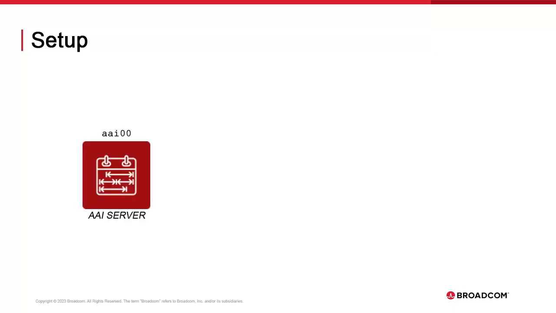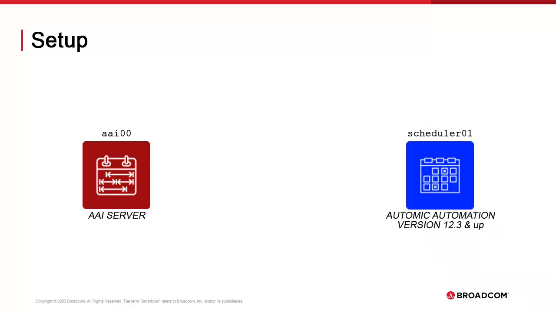For our demo, we have three systems. The AAI server host is a Unix system and its host name is AAI00. The Automic Automation system is also Unix. It's on a host called Scheduler01. We have a third system called Connector, and we're going to install the connector component on the system.